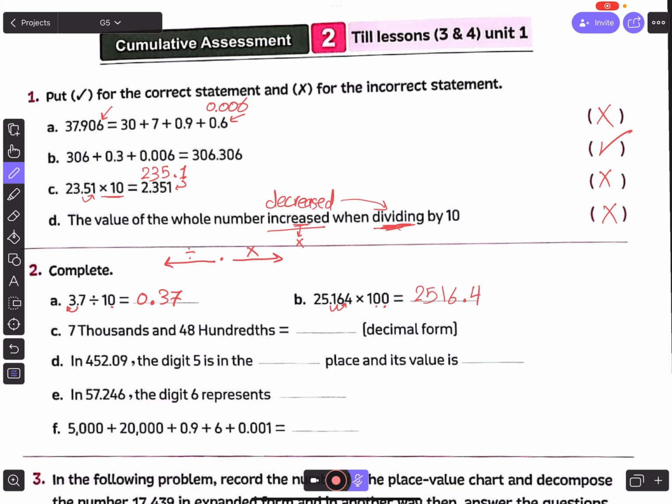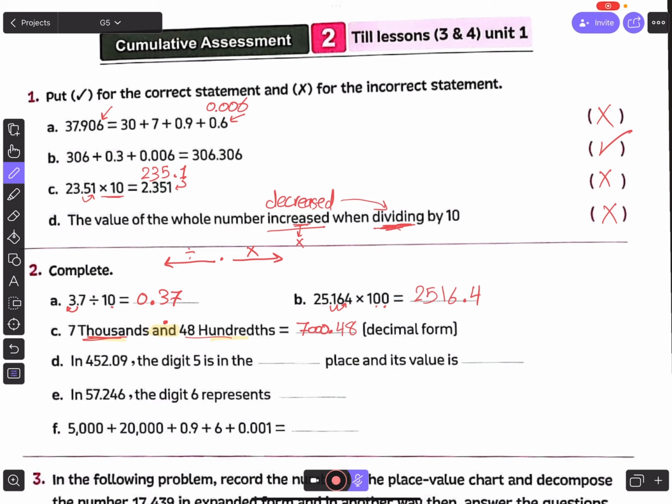So the answer will be 2,516.4. C. 7 thousandths and 48 hundredths. And means decimal point. And it separates between the whole part and the decimal part. So to solve this, we will replace and with the decimal point. The whole part will be 7 thousandths, so write here 7,000. And the decimal part will be 48 hundredths. So I write 48.